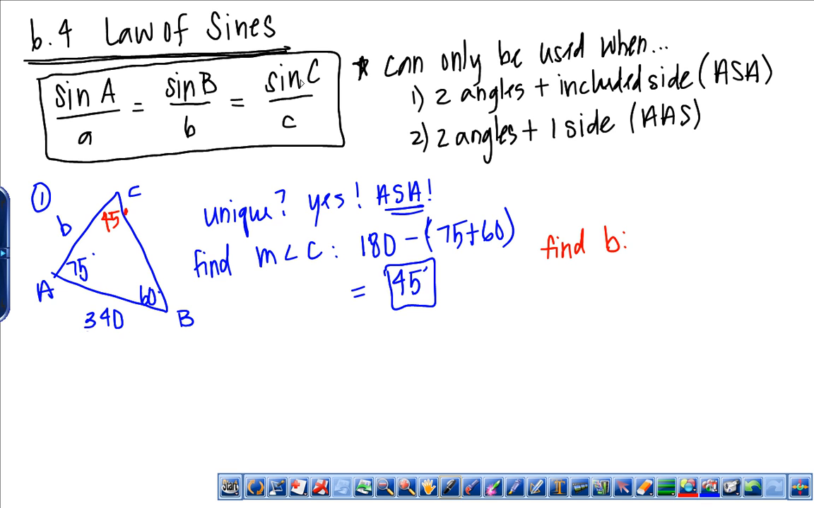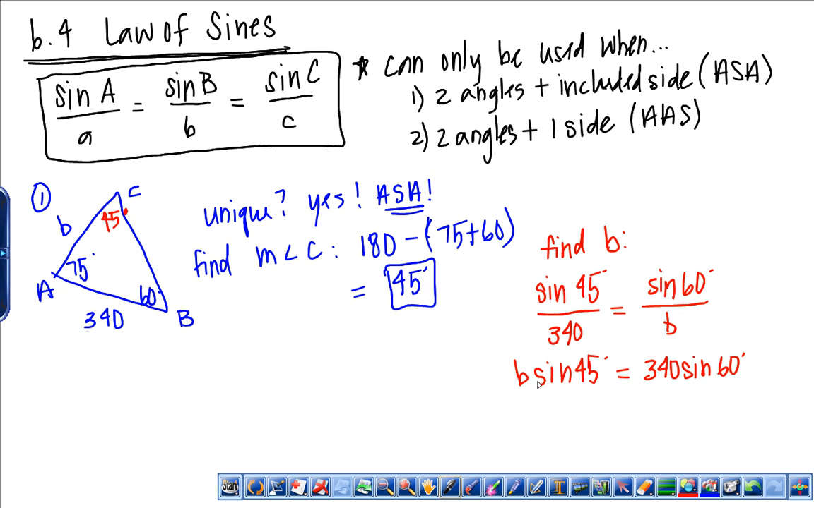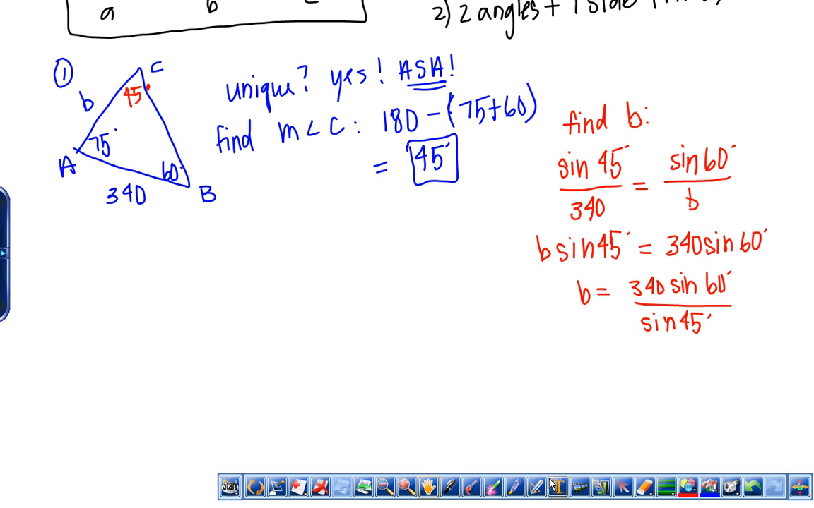So I'm going to do sine B and sine C. So that would be sine of 45 degrees over its side, which is 340, is equal to sine of 60 degrees over its equivalent side, which is b. You're going to cross multiply, making sure that you put this number in front because it's like the coefficient. To get b by itself, I'm going to divide. Now I can plug this straight into my calculator, making sure you're using parentheses around the top and the bottom. And I get a measurement of 416.413. And that is my side measurement.